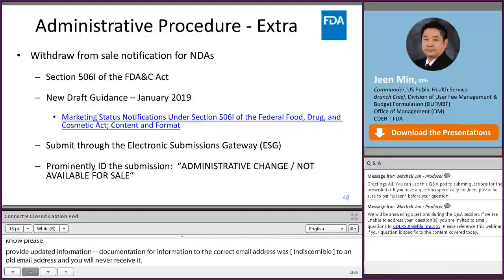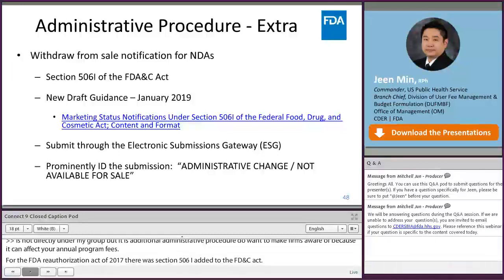Now, this is not directly under my group, but it is an additional administrative procedure I do want to make firms aware of because it can affect your annual program fees. Now, for the FDA Reauthorization Act of 2017, there was Section 506I added to the FD&C Act. Basically, this imposes additional marketing status reporting requirements to NDAs and ANDAs. So if you are withdrawing a product from sales, you must notify FDA within 180 days before discontinuing the product.